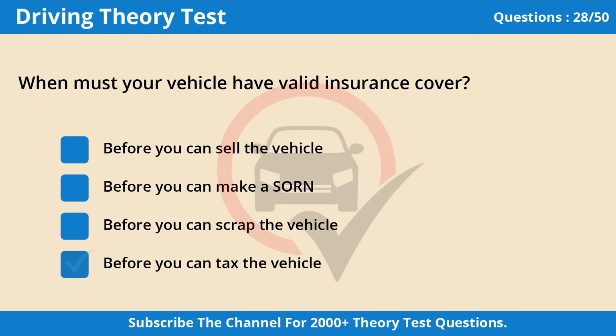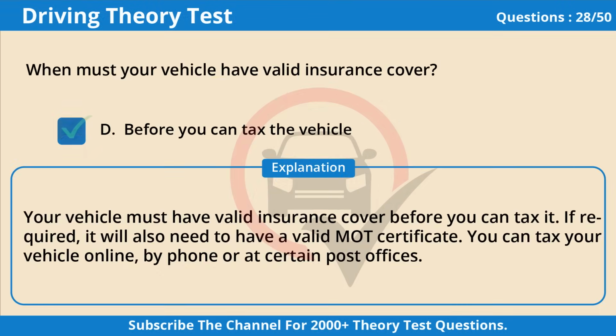D. Before you can tax the vehicle. Your vehicle must have valid insurance cover before you can tax it. If required, it will also need to have a valid MOT certificate. You can tax your vehicle online, by phone or at certain post offices.